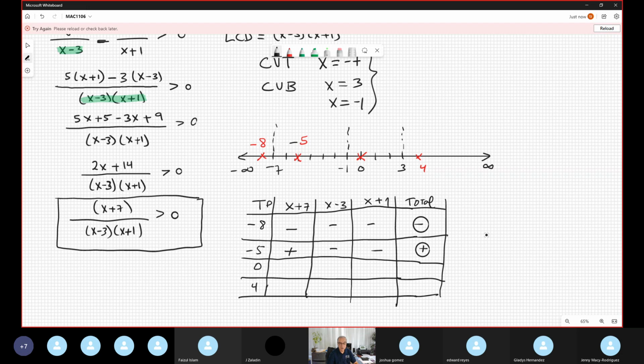Okay, I like that. Negative 8 is negative, negative 5 is positive, 0 is negative, and 4 is positive. I come back to my inequality. My inequality is greater than 0. It doesn't matter if it's equal or not. This is equivalent to positive. And the testing points that passed the test, the positive ones, negative 5 belongs to this interval.